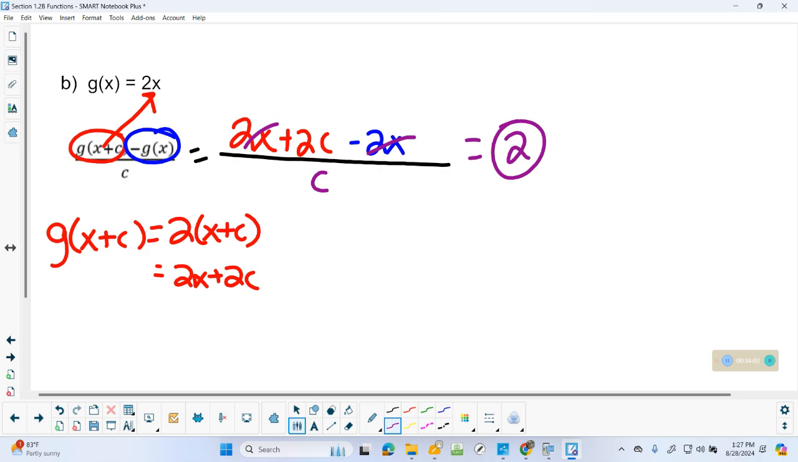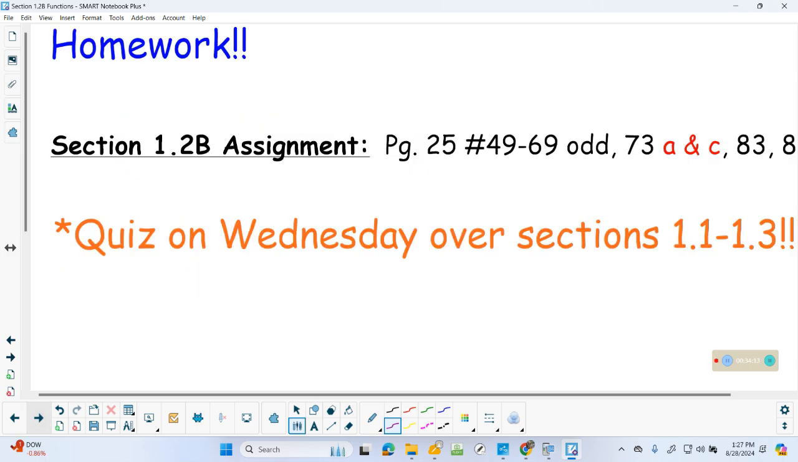Obviously, I did a couple of the more complicated ones, but there are some very simple ones too. Any questions on that? That's probably the only, honestly, new thing I have for you this chapter. A lot of it's review from Algebra 2.